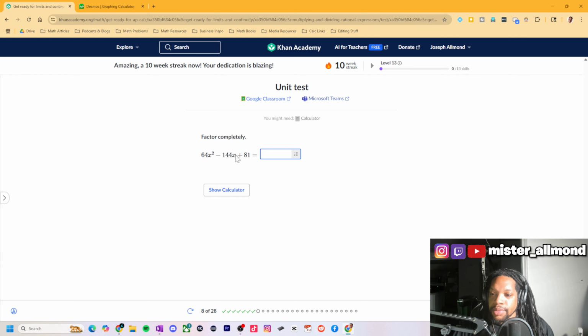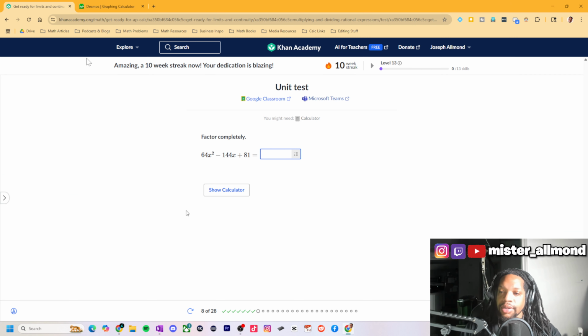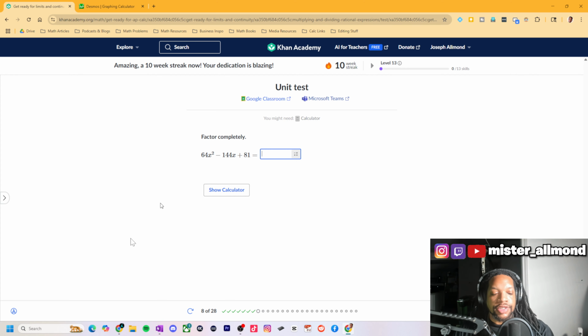Factoring. Okay, this one shouldn't be too bad. Let me write this down. 64x squared minus 144x plus 81. I like switching back and forth like this because I'm going to try to get my short-term memory back in check. It's never been in check. So let me see. 64x squared minus 144x, plus 81, dang it. Was it minus 144x? Okay, bet. 64x squared.